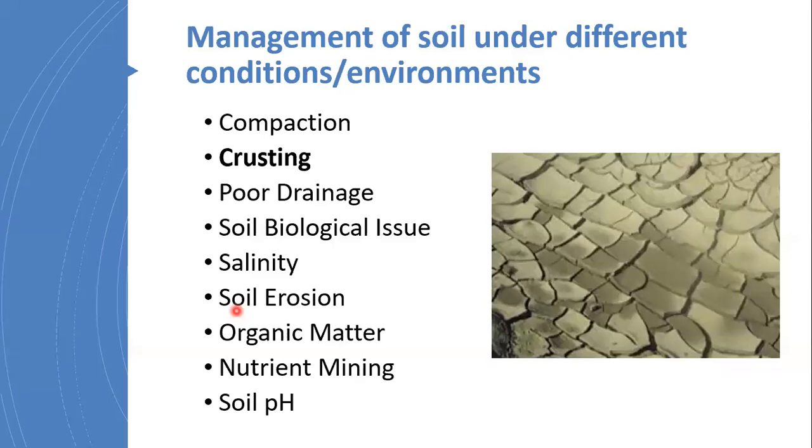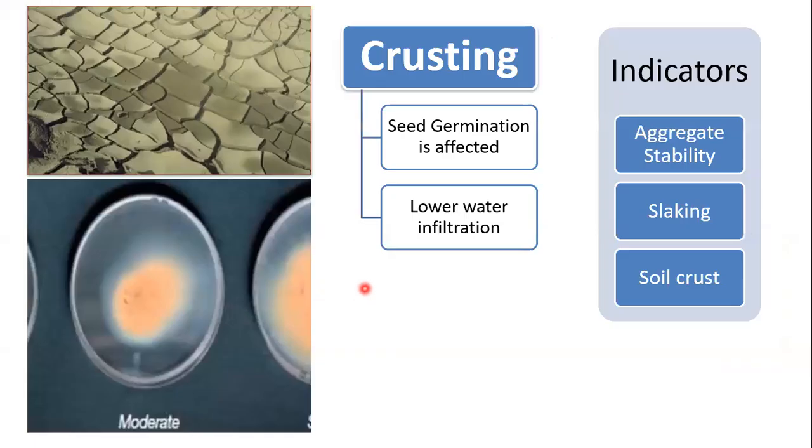So the crusting is a bit similar to compaction as well, but it's only on the upper surface, because when we have a structureless soil and a dispersed soil, that can cause crusting. So it will cause reduced seed germination, and the water infiltration from the surface will be lowered, and it will also enhance the runoff, and the runoff can also increase the soil erosion. So all these are interdependent.